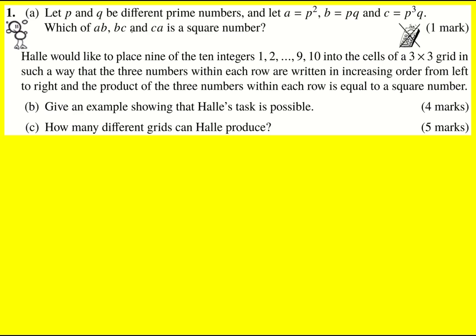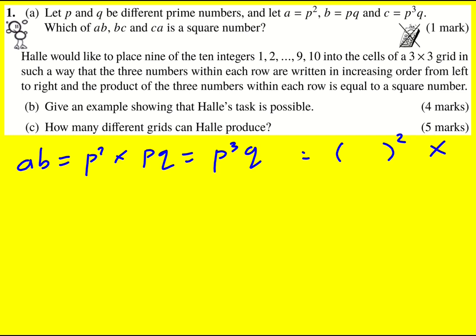We're asked which of AB, BC, and CA is a square number. So AB is going to equal P squared times PQ, which is P cubed Q. Now, these are both prime numbers. They don't share any common factors. It is not going to be possible to write it as something squared because I've only got one lot of Q, and actually I've got three P's times together. I can't get a square number, and the odd powers basically make it impossible.